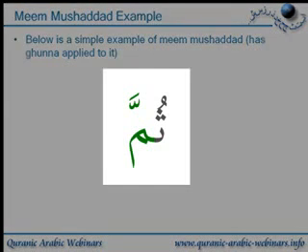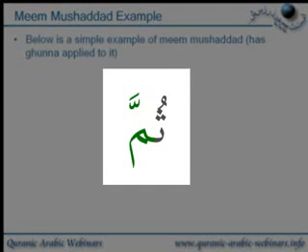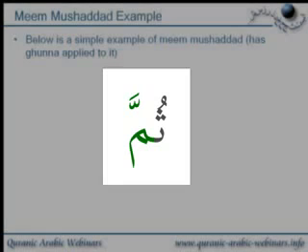A simple example then, here's a word which is thumma. Now if you apply the Ghunna, this becomes thumma. Shadda you always hold for 2, and we covered this in English, it's called gemination. We've done that in a previous lesson, but we're applying the Ghunna, so it's thumma.